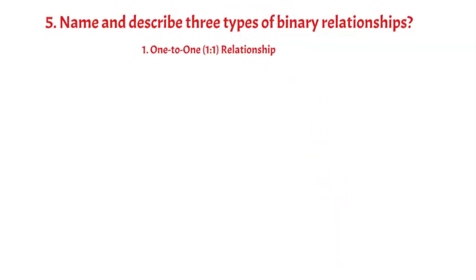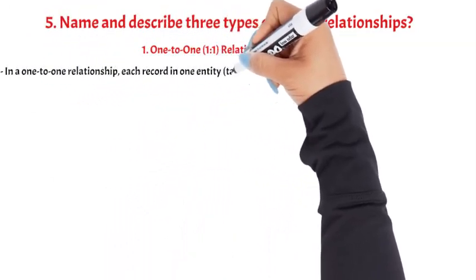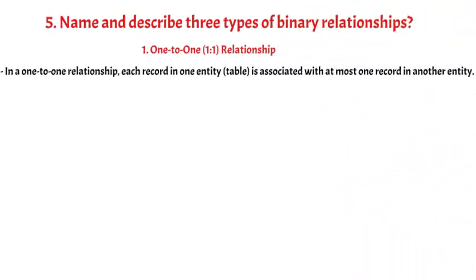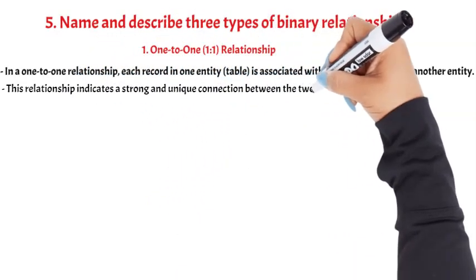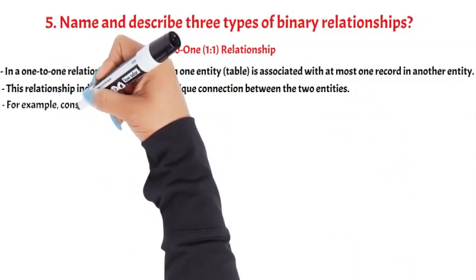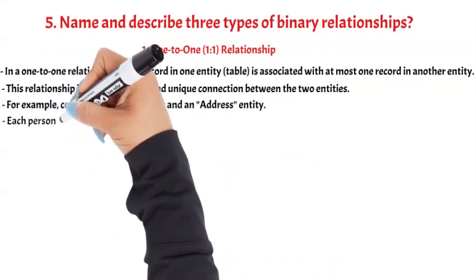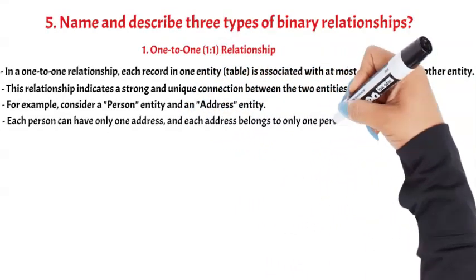1. One-to-one relationship. In a one-to-one relationship, each record in one entity table is associated with at most one record in another entity. This relationship indicates a strong and unique connection between the two entities. For example, consider a person entity and an address entity. Each person can have only one address, and each address belongs to only one person.